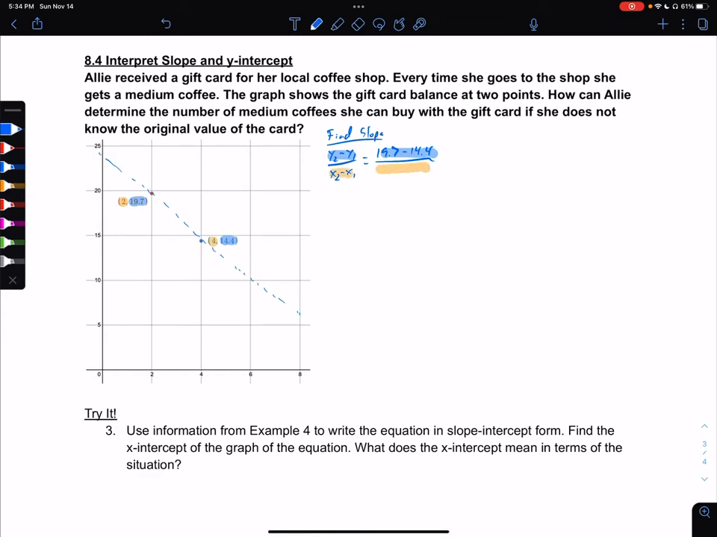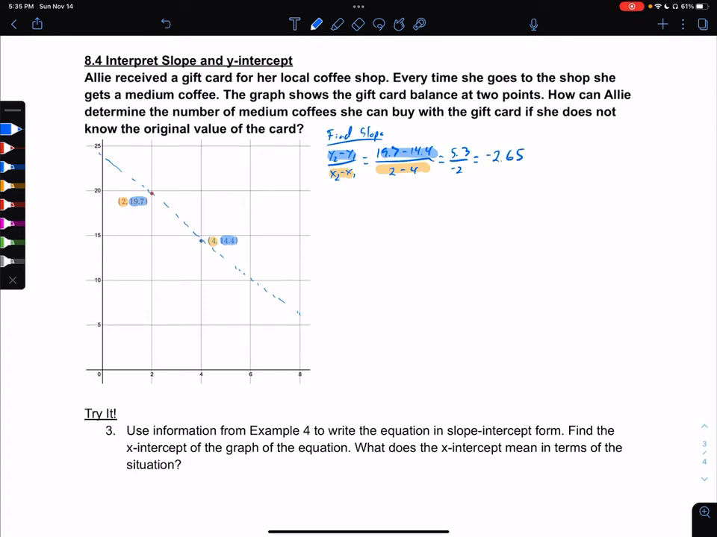Make sure that you go in the same order. So we did 19.7 minus 14.4, so we want to do 2 minus 4. When I subtract these out, I get 19.7 minus 14.4 would be 5.3. And 2 minus 4 is negative 2. So if we do 5.3 divided by negative 2, that gives us negative 2.65.